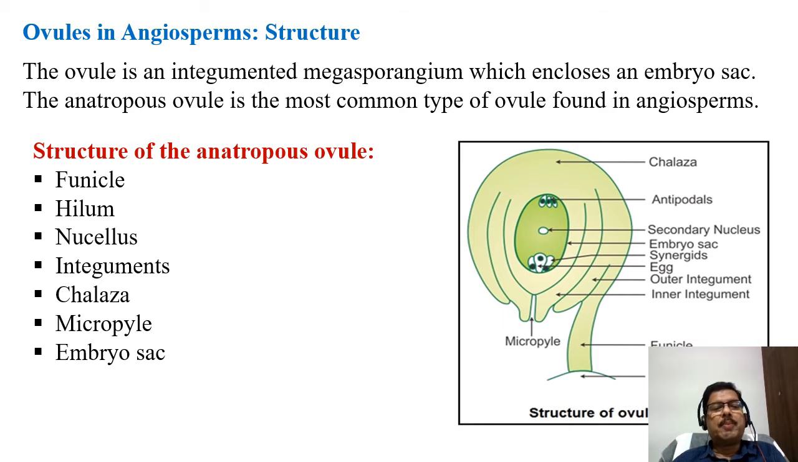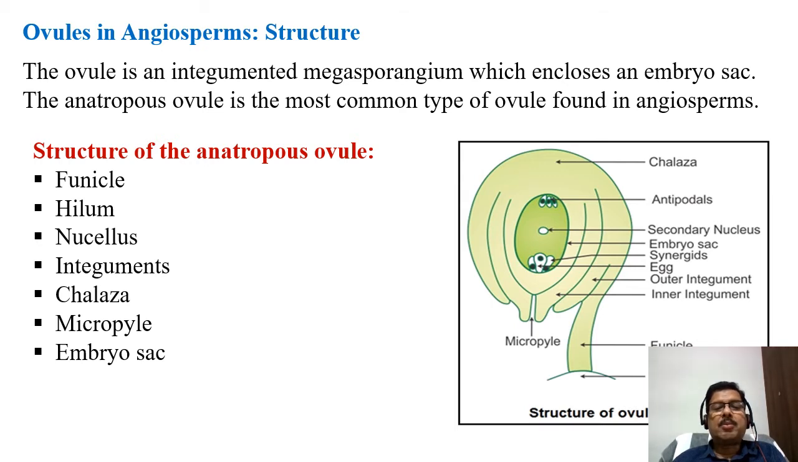Ovules in Angiosperms. The ovule is an integumented megasporangium which encloses an embryo sac. The anatropous ovule is the most common type of ovule found in Angiosperms.